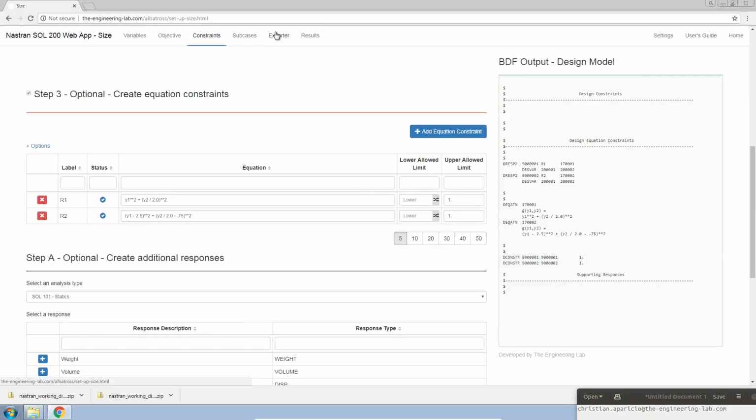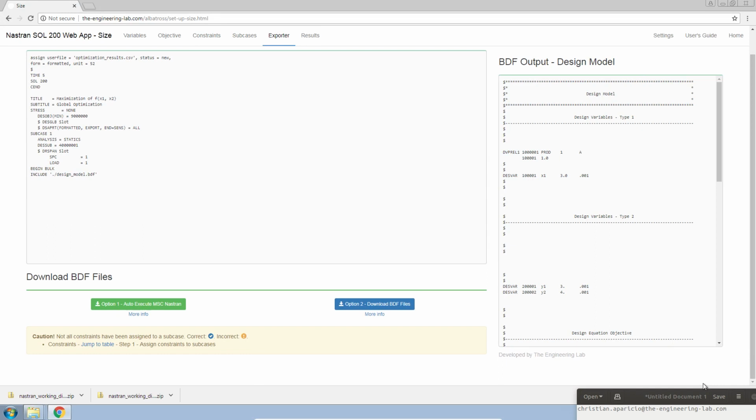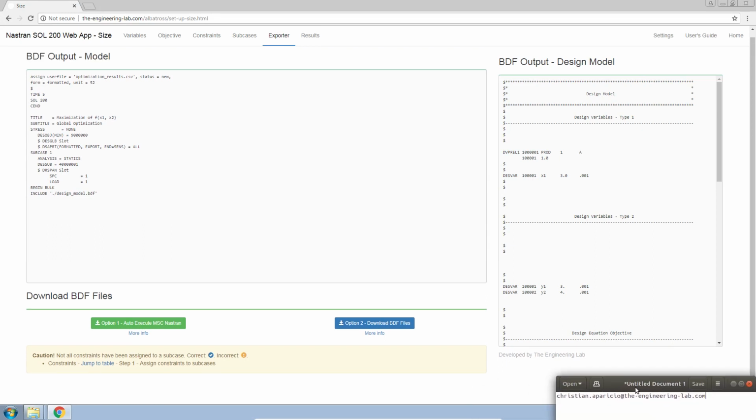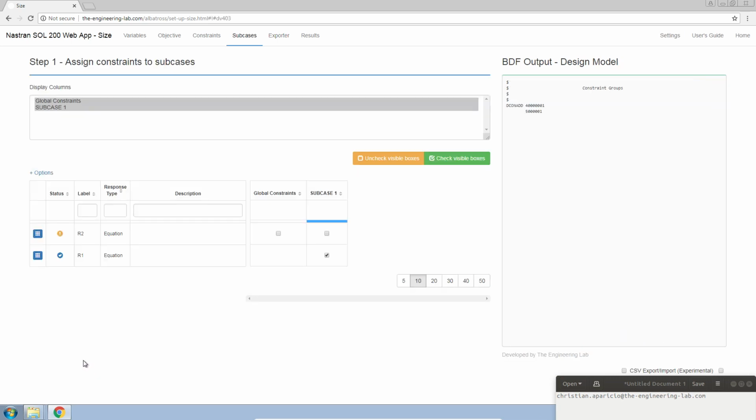So here, let me go to the exporter. Before I move on, you'll get this message saying that you've created a new constraint, but you have not assigned it to a subcase. The subcases are known as load cases in some instances. Right here, it's warning me that I have not applied the constraint to the problem.